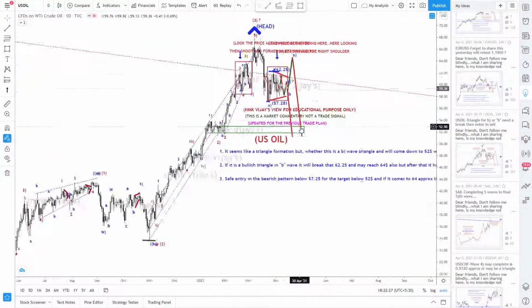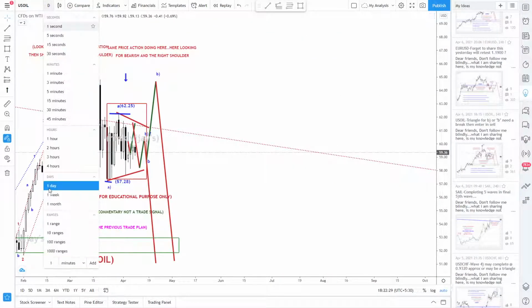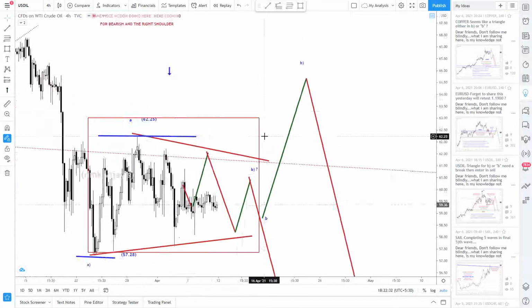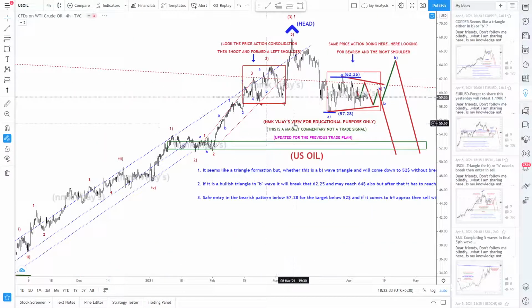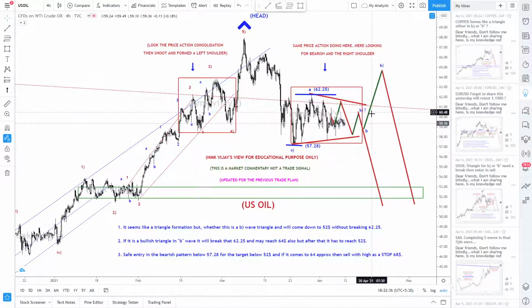There is no change here, and it looks like, if you are a pattern trader, this is the head, and it already did a left shoulder, and we are on the right shoulder. So the same price action: overlapping, fell, and again a little bit overlapping, and then it shoots up if it goes above the high. So here the same kind of price action can be expected.